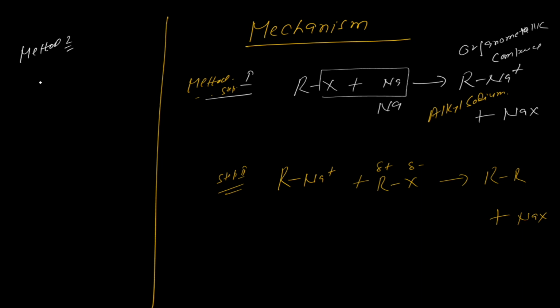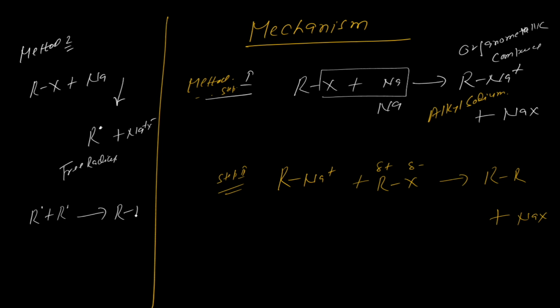What happens in this case is, alkyl halide when reacting with sodium forms a free radical. Free radical means the alkyl group having an odd electron. So it will form a free radical. This is your free radical. And what happens next? These free radicals will get combined with each other to form a higher alkane. So this is method 2. This is step 1 and step 2.